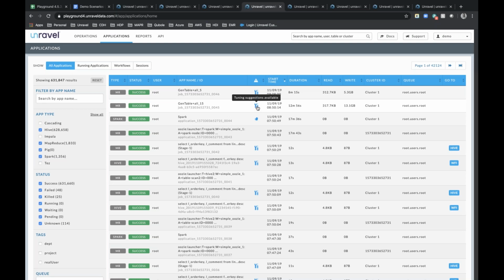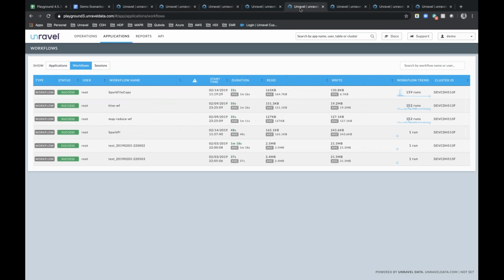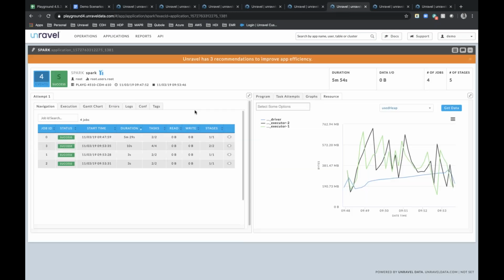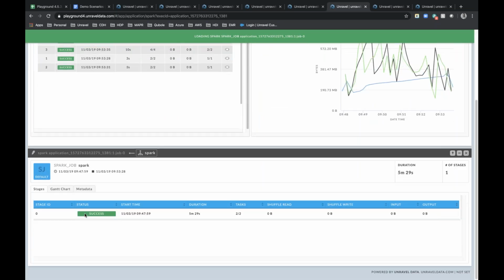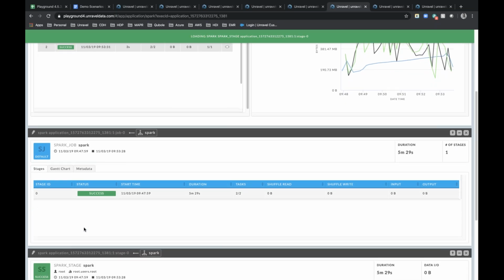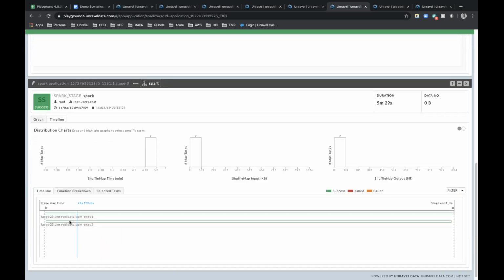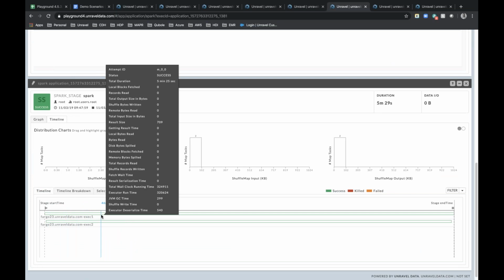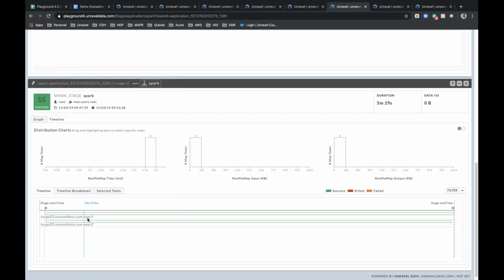We see inefficiency. So from here, you can drill down on a given Spark application, and in this case the Spark application ran for 6 minutes. We can see all of the jobs associated with this Spark application. We can see which job took the majority of its time. We can drill down on the stage. We can even look at the timelines to understand all of the tasks that were executed, which executors, and what host they ran on.